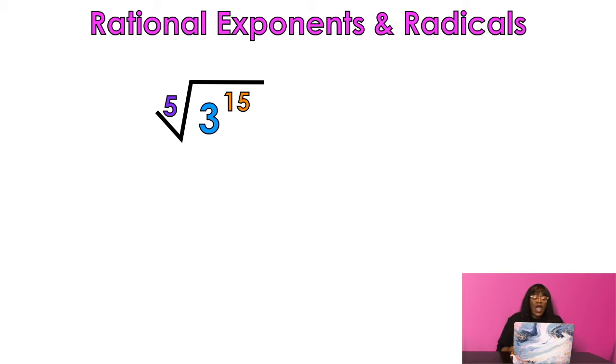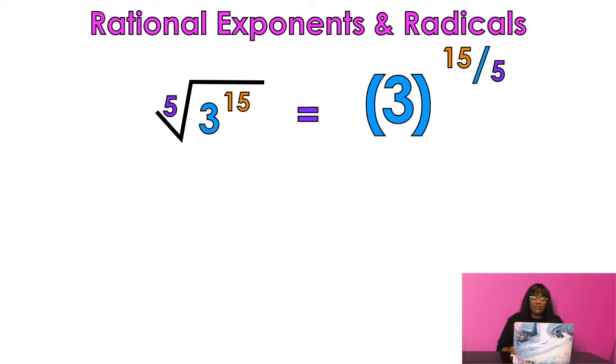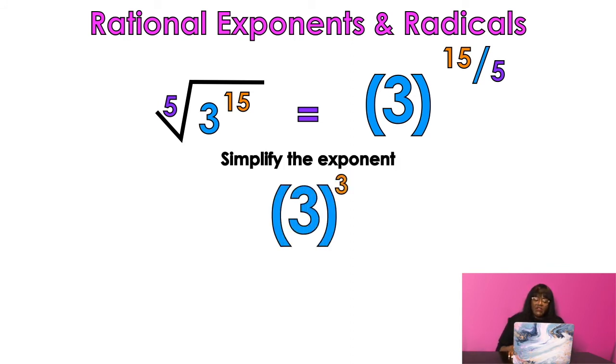The 5th root of 3 to the 15th. I'm going to have 15/5 be my exponent. Remember, the exponent is the numerator, the index is the denominator. Can I simplify 15/5? Yes. Simplify the exponent. 15/5 = 3. And what is 3 cubed, ladies and gentlemen? 27. That's my final answer.